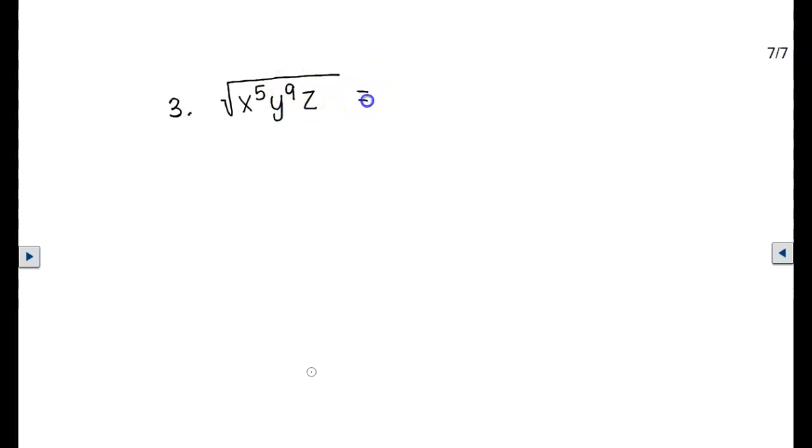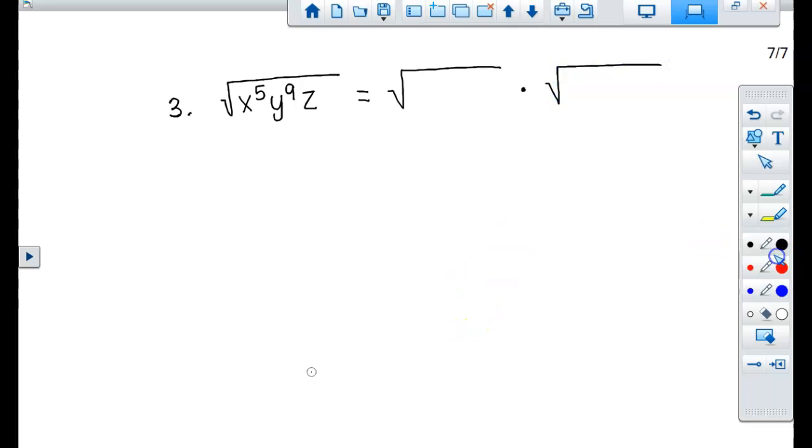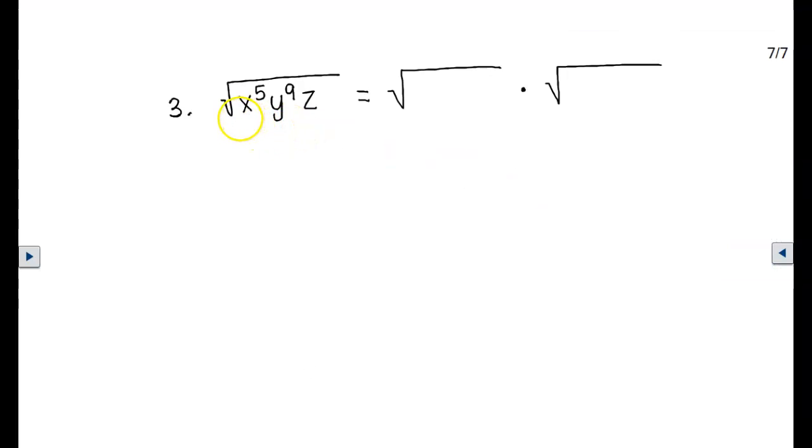Okay, so on this one, no coefficients, just variables. All right, so I won't need my list this time. I'm going to start out with x to the 5th. To take the square root, I need an exponent that is even. 5 is not even. The biggest even number that I could get out of x to the 5th is x to the 4th. So I'm going to factor my x to the 5th into x to the 4th times x. Here's what I can do. Here's what I can't do.